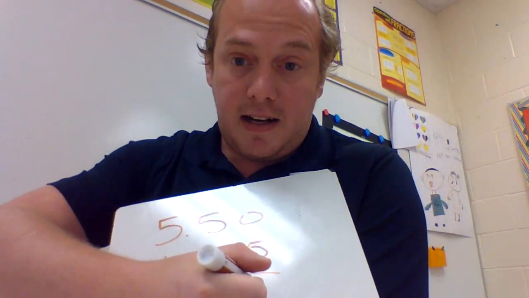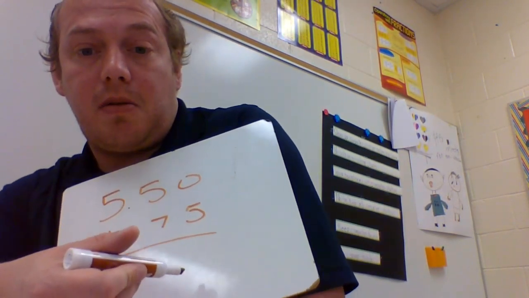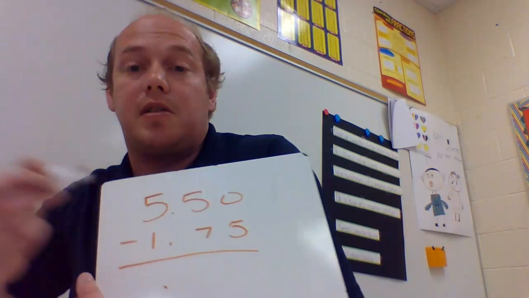Now we're going to start on this side, like always. If you're not starting on this side, then you're probably not going to get the right answer because there's going to be a lot of regrouping going on. So 0 minus 5 we can't do. So the 0 becomes a 10. The 0 borrowed 1 cup of sugar from the 5 next door. So the 5 now has 4 cups of sugar.